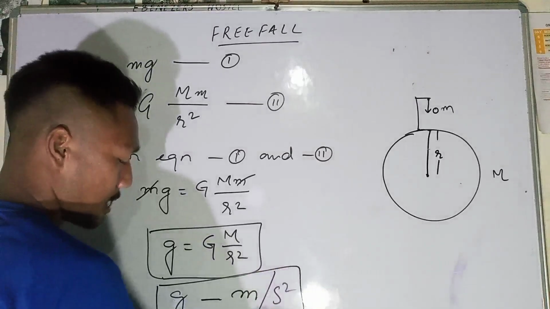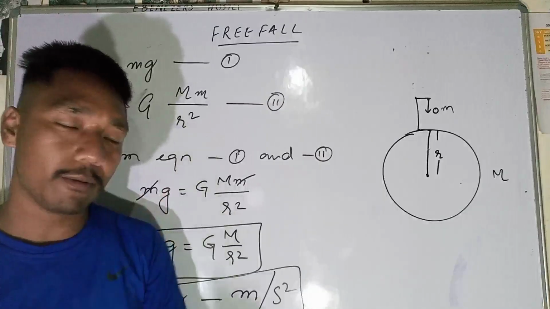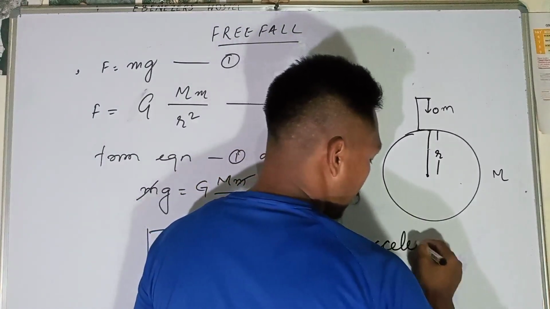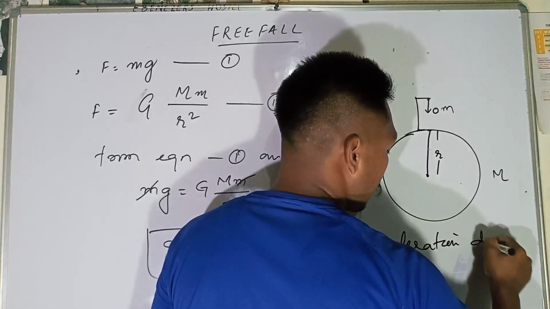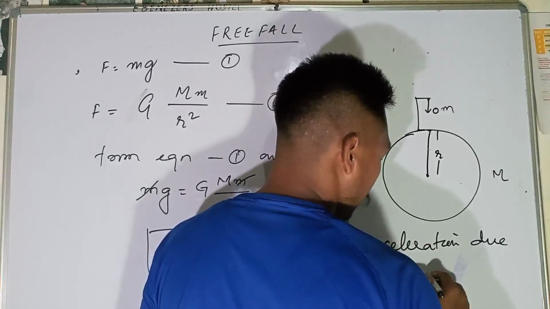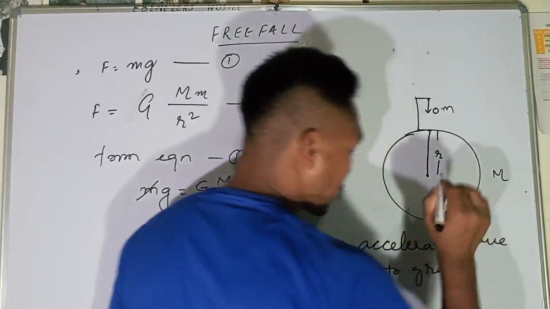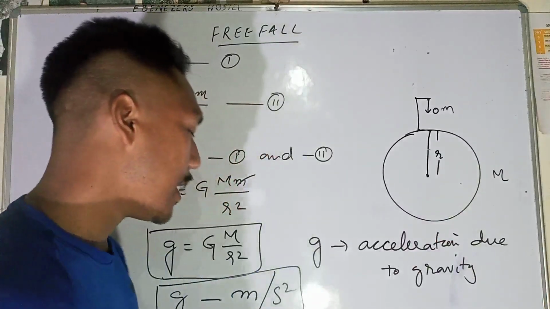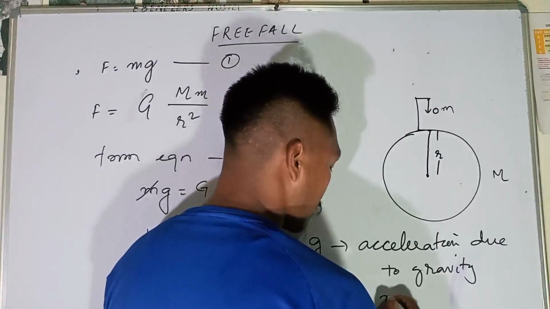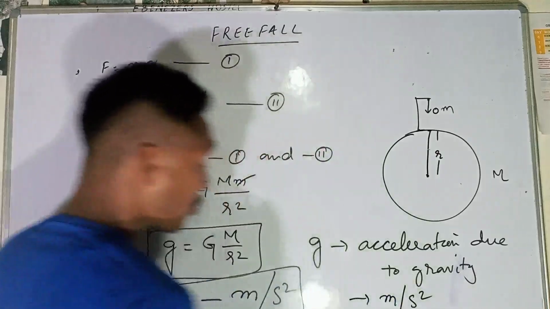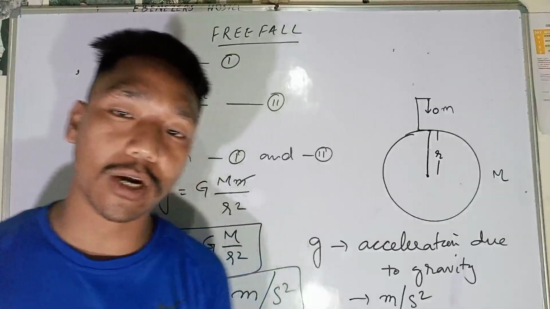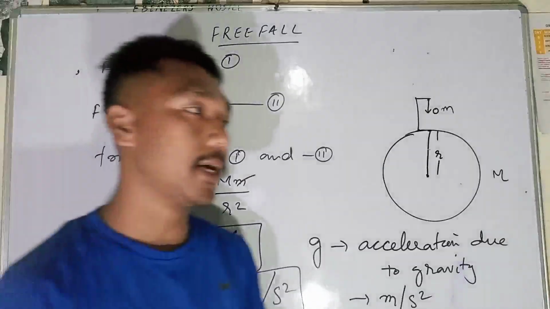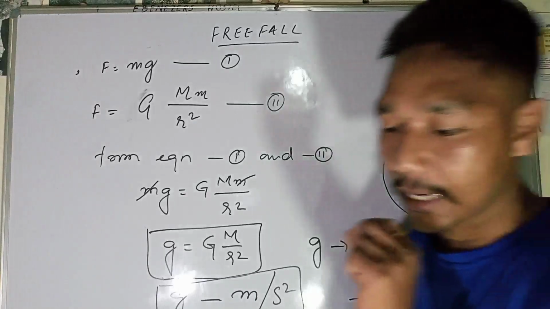What is the SI unit of it? Gravity here is our acceleration due to gravity. This is what we call g. The small g is what we call acceleration due to gravity. I told you in the previous video lectures also, don't get confused between the capital G and the small g. The SI unit of acceleration due to gravity is meter per second square. Okay, I think you're clear about this one.